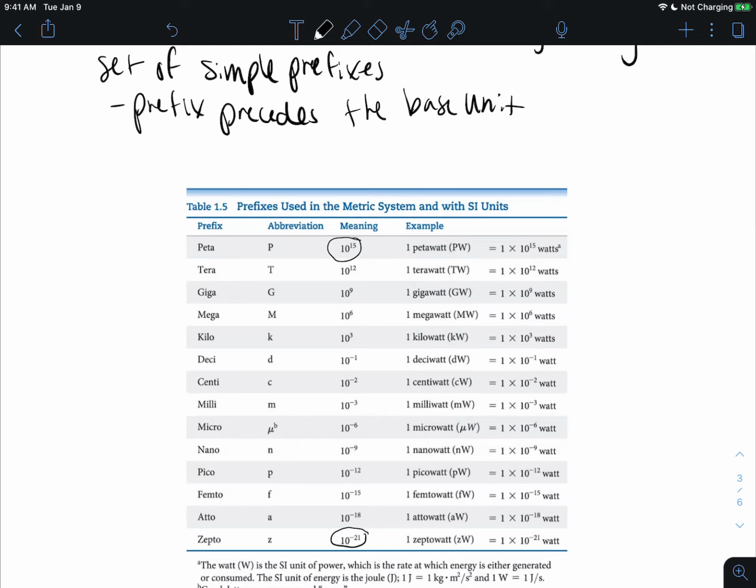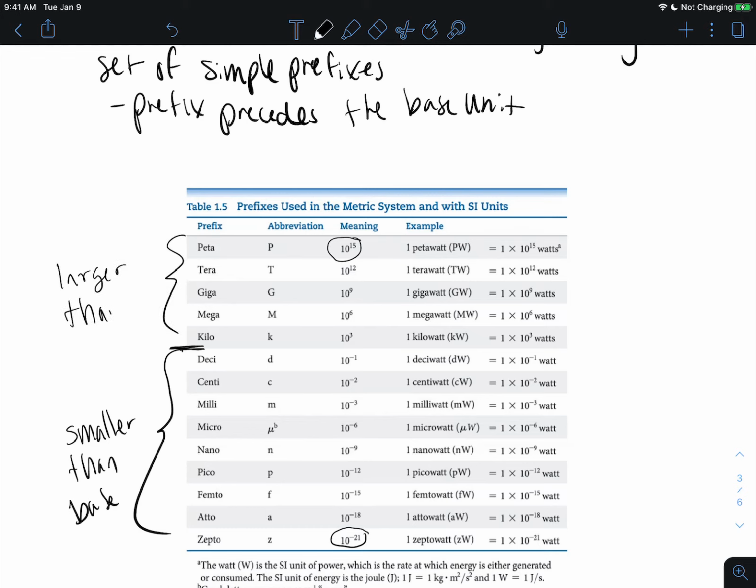And our break is right here. So these are smaller than the base unit. And then these are going to be larger than the base. And these should be committed to memory.